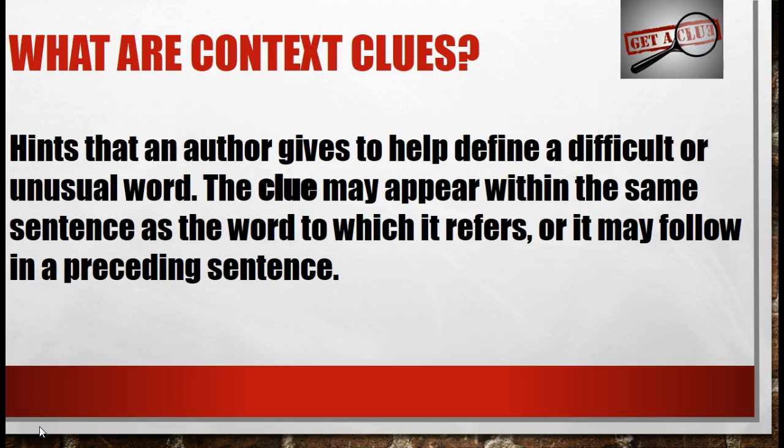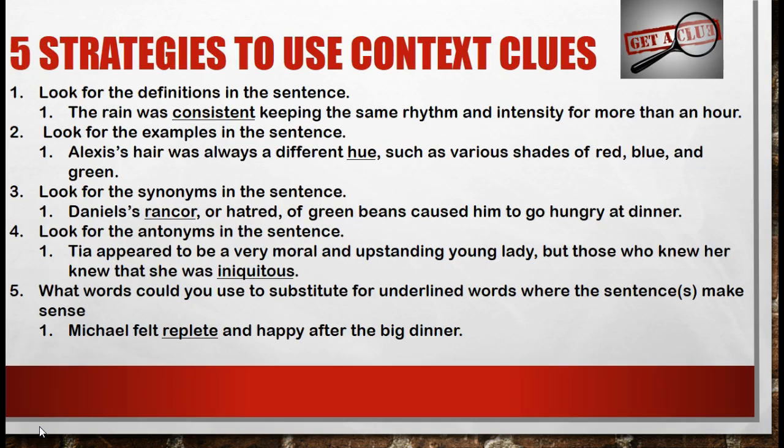And context clues are hints that an author gives to help define a difficult or unusual word. The clue may appear within the same sentence as the word to which it refers, or it may follow in a preceding sentence, the sentence that comes after. So 5 strategies to use with context clues.